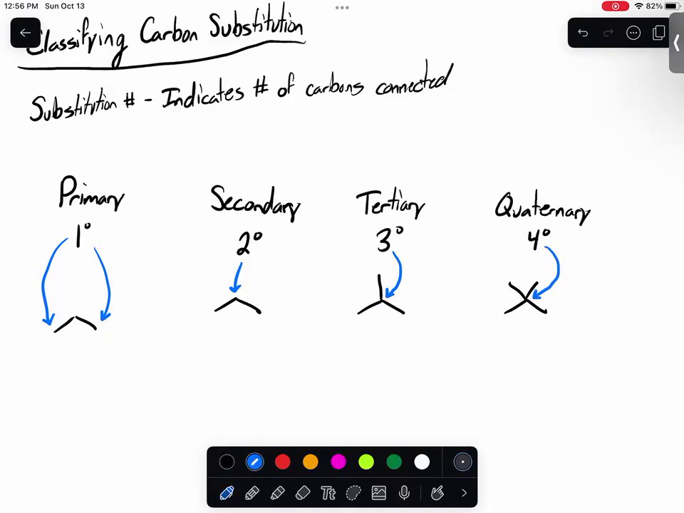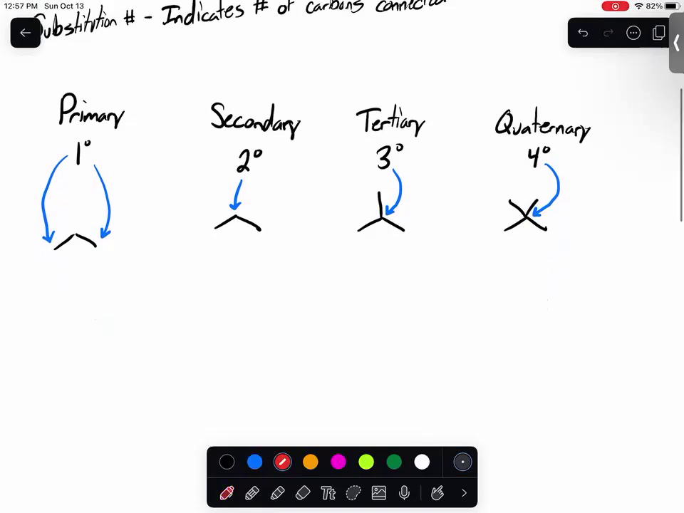Okay. And so we use this type of substitution number to actually help us describe what type of carbon we are working with. All right. But keep in mind, once again, I'll restate it, it does not account for things that are not carbon.